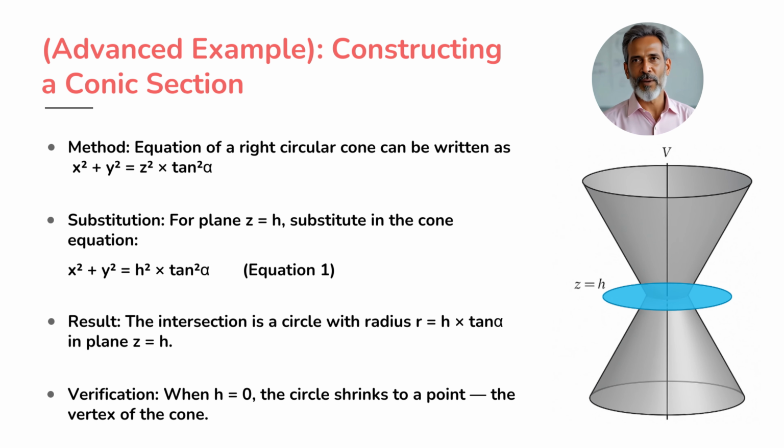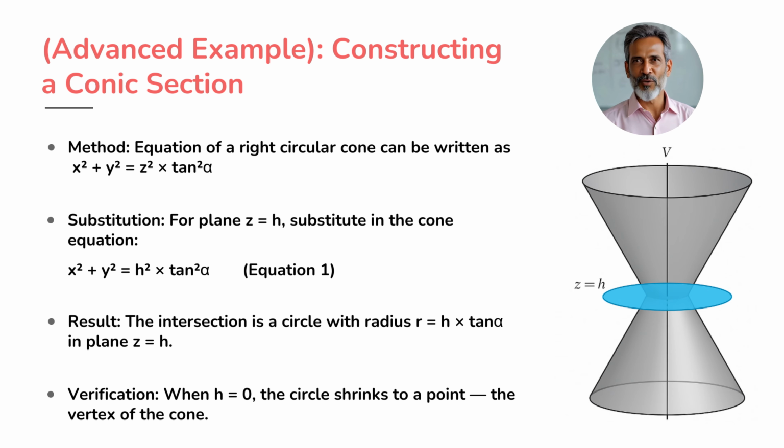Alright, let's bring in a bit of algebra to see how geometry turns into equations. The equation of a right circular cone can be written as x squared plus y squared equals z squared times tan squared alpha. Now, suppose a plane cuts this cone horizontally at a height z equals h. We substitute z equals h into the cone's equation. That gives us x squared plus y squared equals h squared times tan squared alpha. This is our equation 1. It represents a circle in the plane z equals h, with radius equal to h times tan alpha.